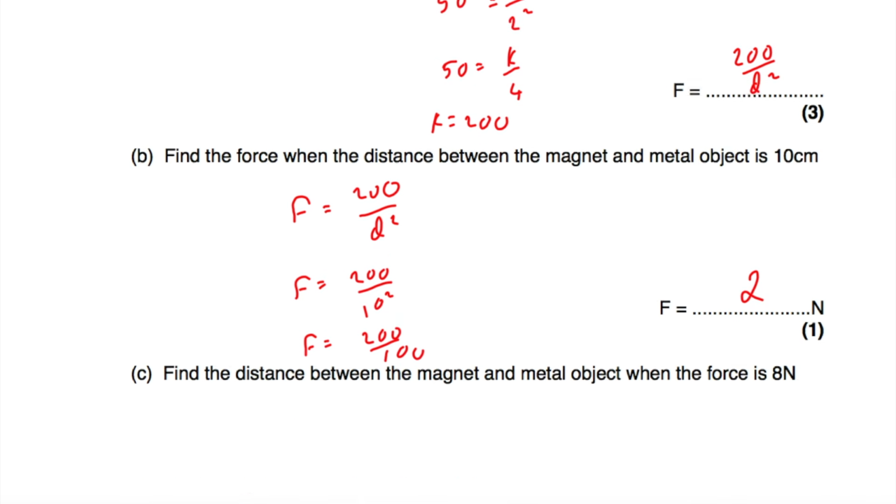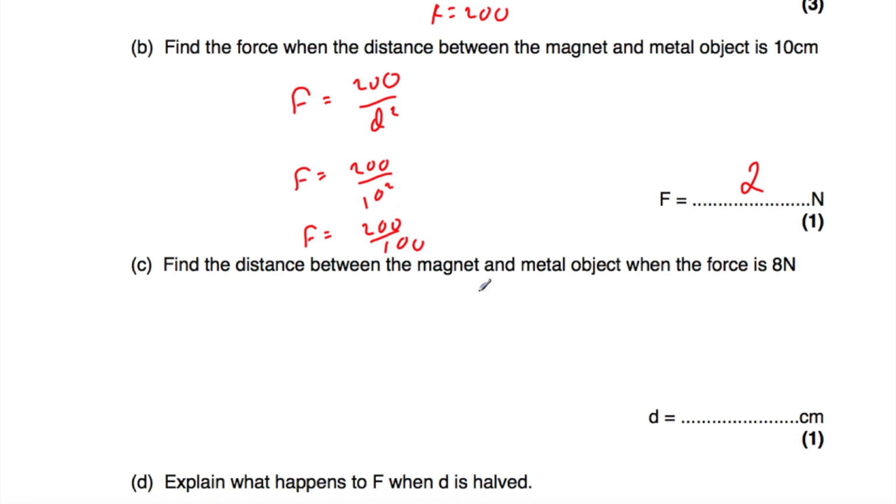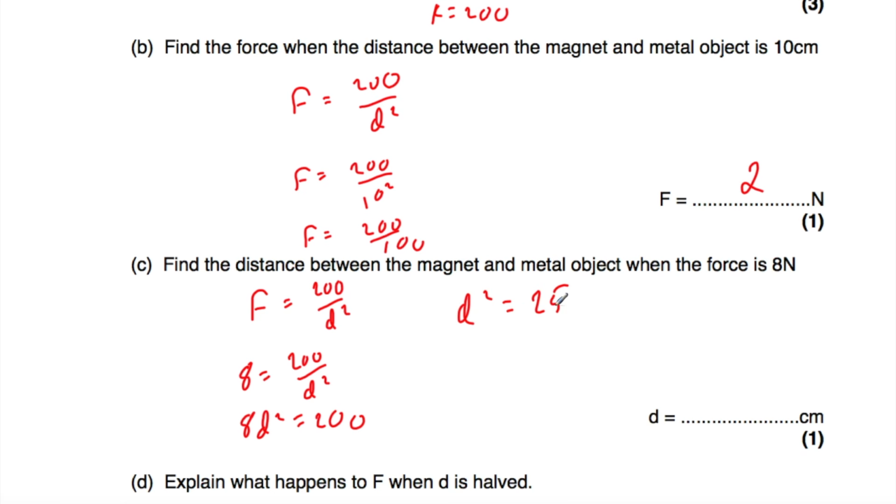And then part C says find the distance between the magnet and the metal object when the force is 8 newtons. So the formula is F is equal to 200 divided by D squared. The force is 8, so 8 is equal to 200 divided by D squared. Let's multiply both sides of the equation by D squared, so we get that 8D squared is equal to 200. Then if we divide both sides by 8, we get that D squared is equal to 25, because 200 divided by 8 is 25 by halving it, halving it, and halving it again.